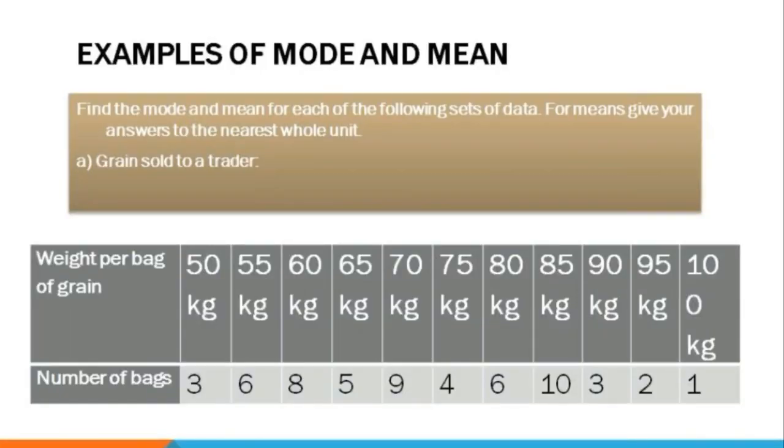Let's take more examples. Find the mean and mode for each of the following sets of data. For means, give your answer to the nearest whole unit. Now, the first example is grain sold to a trader. Here you can see the data in the picture. Weight per bag of grain: 50, 55, 60, 65, 70 kg, and so on, then 100 kg is the last. The number of bags are 3 at 50 kg, 6 at 55 kg, 8 at 60 kg, and so on. For this, we calculate the mean and mode.